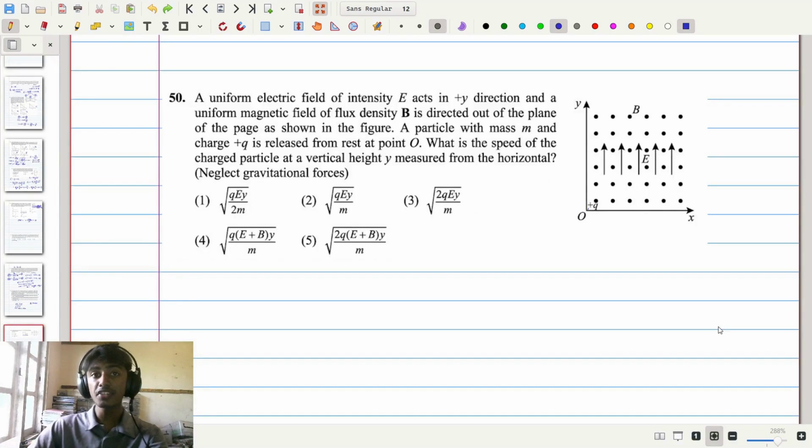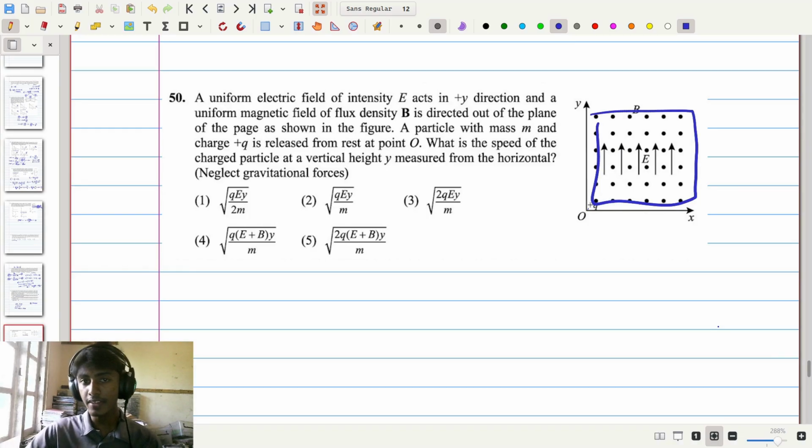Now finally, if we consider question 50, the question says a uniform electric field of intensity E acts in the plus y direction, and a uniform magnetic field of flux density B is directed out of the plane of the page as shown in the figure. So here we can see in the plus y direction we have an electric field, and the magnetic field B, indicated by these dots, is acting out of the plane of the page, coming out of the page towards our faces like so.